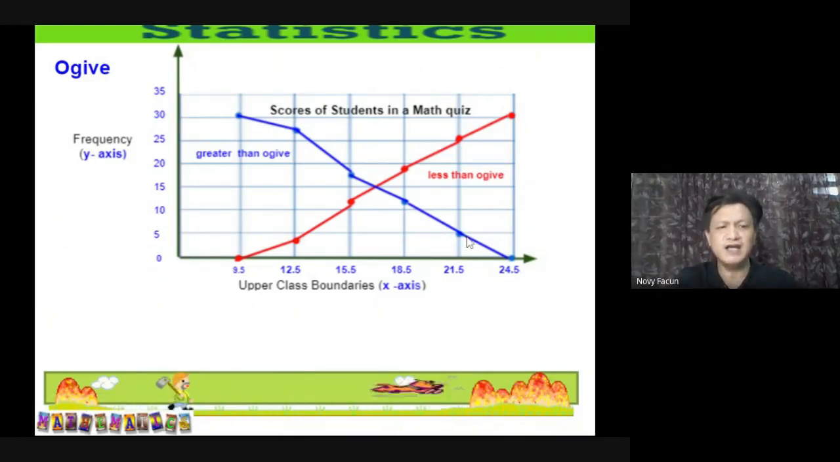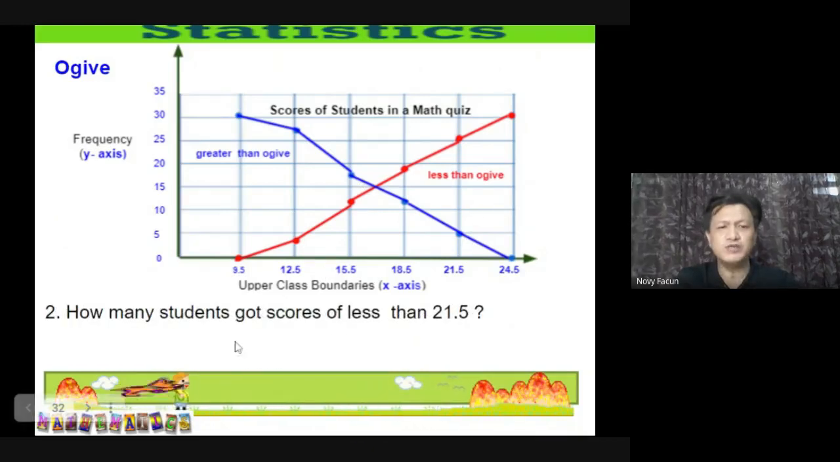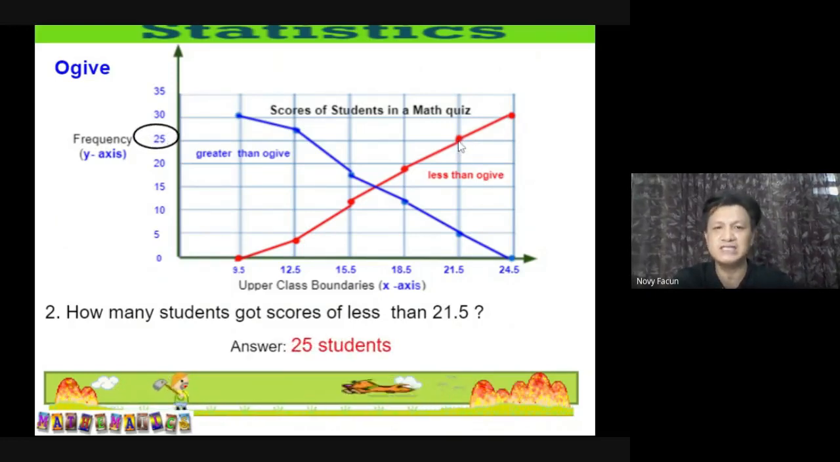Okay, 5 students. Next, number 2. How many students got scores less than 21.5? Kung less than natin yung red, titignan mo siya, 21.5. Di ba? Kung saan yung nakatapat niya na frequency which is 25, kaya 25 students yung sagot. Yan yung number of students na nakakuha doon sa less than 21.5 na boundary.